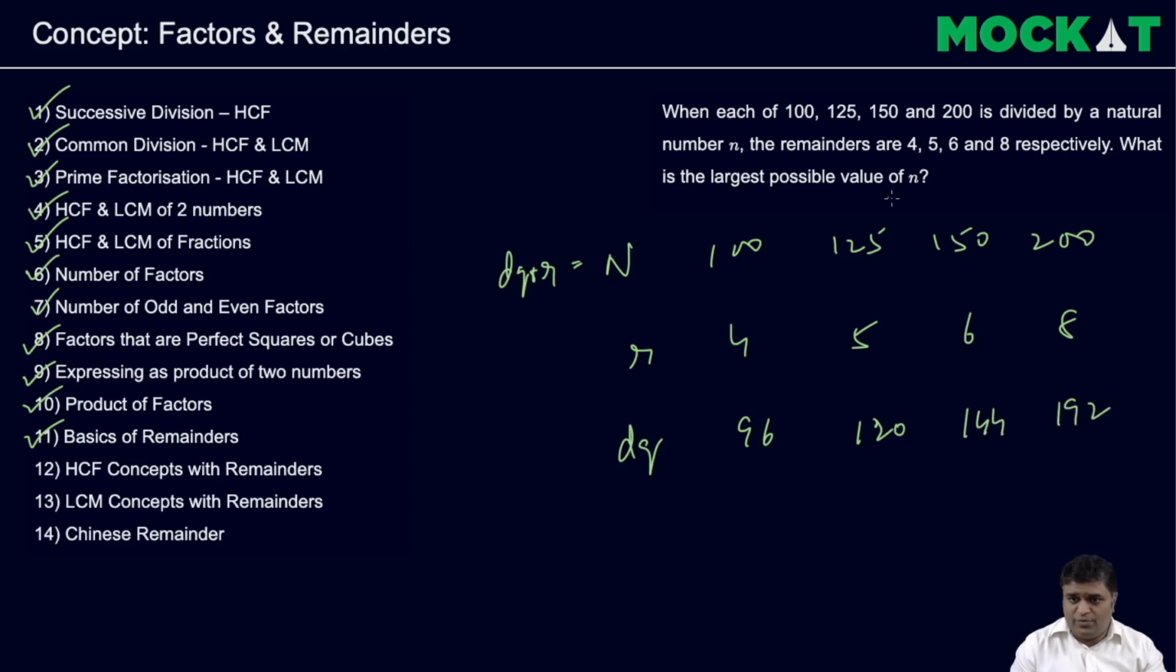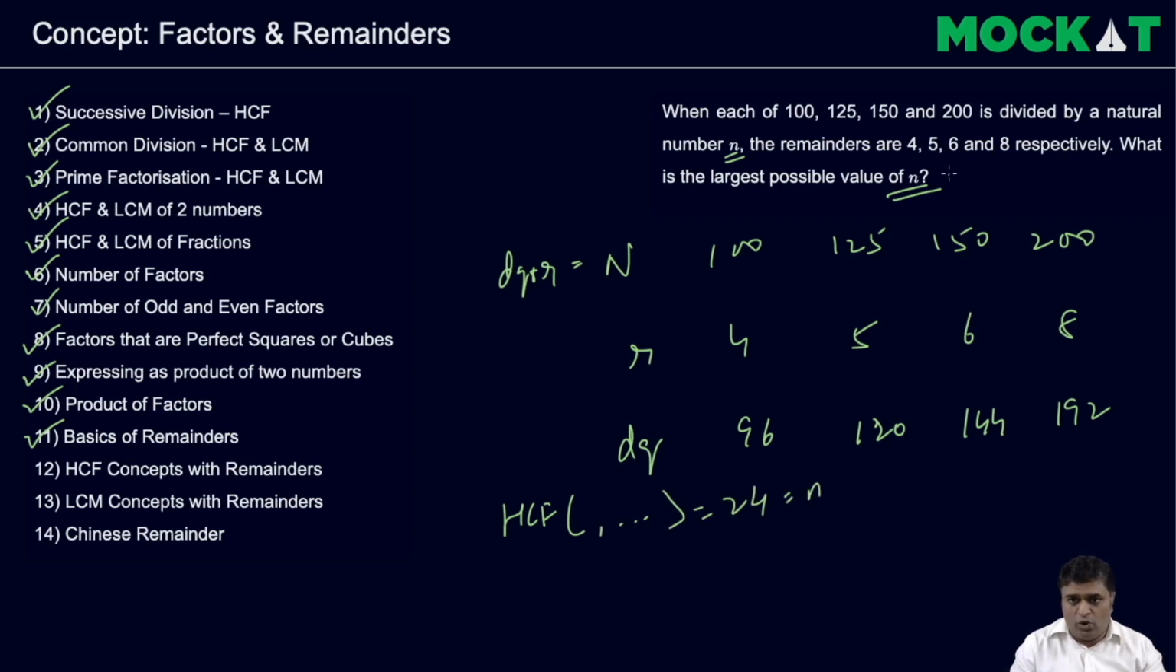Now the largest possible value of n in this case is actually the divisor, right? These are all multiples of the divisor, so the divisor should perfectly divide all 4 of them. That's the highest common factor, the HCF of these 4 values, which is going to give us 24. So n equals 24 in this case.